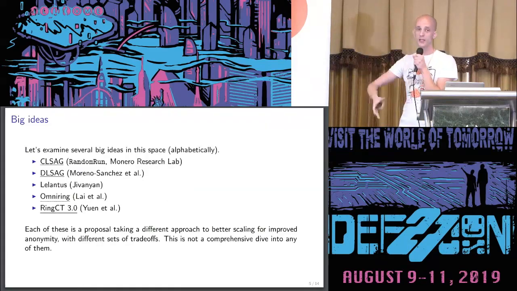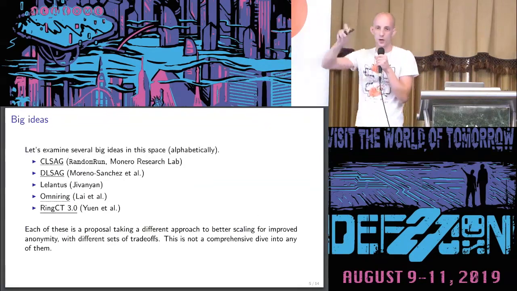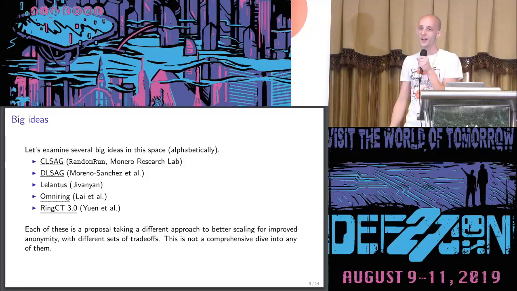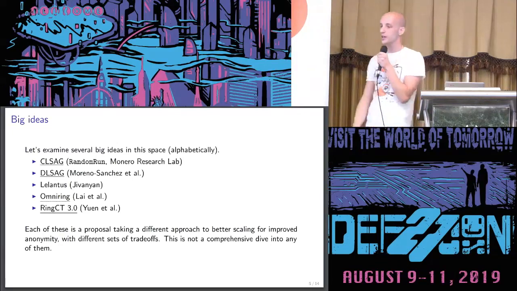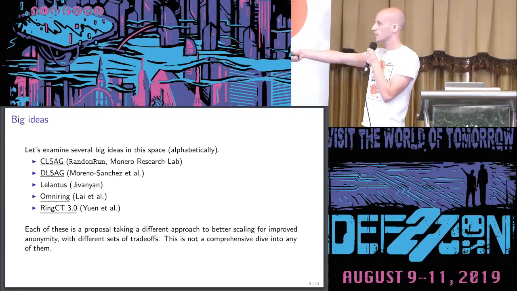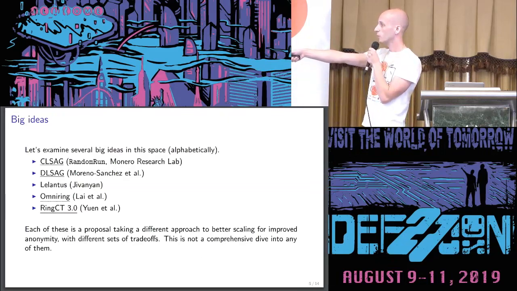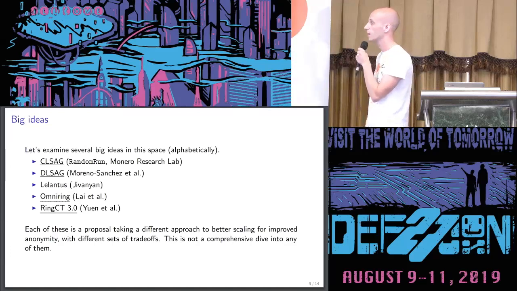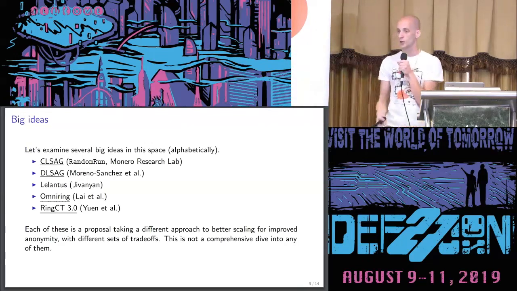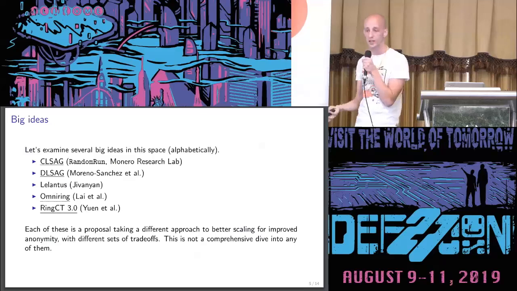So let's look at several big ideas that have been floating around. I often get asked, I see all these things in the news, but I'm not really sure what they are, how they interact, why we are or are not using these. So let's go through them alphabetically. One of them is called CLSAG. That was partially developed in-house along with some other folks. Randomrun was the one who came up with it. DLSAG is one that we've been working on with Pedro Moreno-Sanchez and other collaborators, and several others that came from elsewhere: Lelantus, OmniRing, and RingCT 3.0. Each of them takes a much different approach toward better scaling with improved anonymity, ideally.